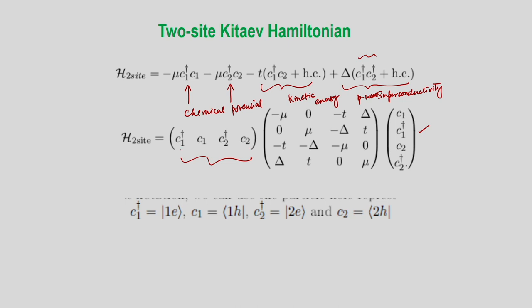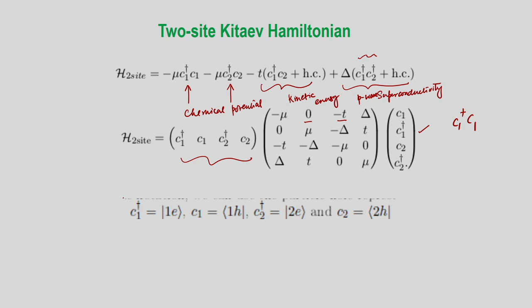So you'll have terms like this: the term minus mu is the C1 dagger C1 term. As you see, it's minus mu. The second term, a C1 dagger C1 C1 term, is 0. There is no term like C1 C1, and then there is a C2 dagger C1 which is minus T, and so on. So you can create this 4x4 matrix and then solve it.